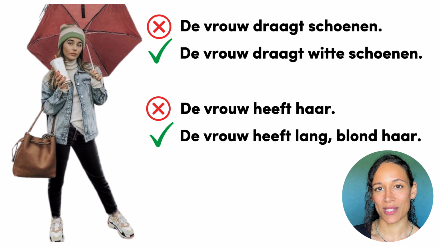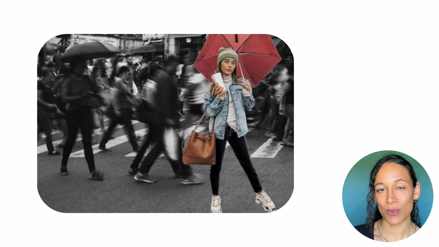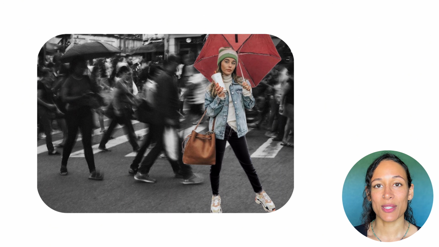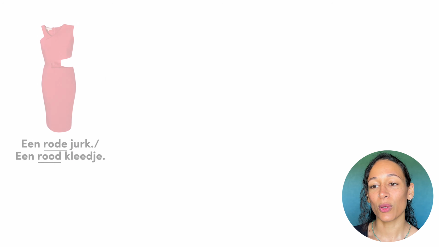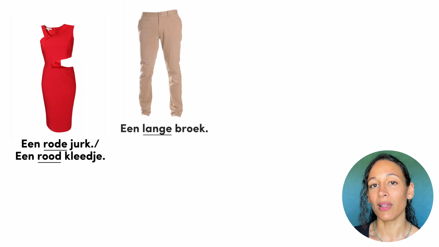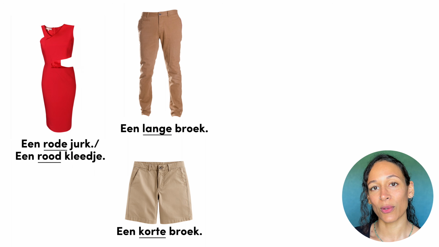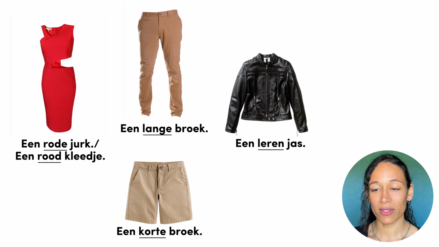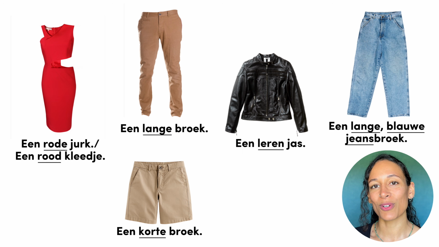So always ask yourself, can the examiner clearly imagine this specific person based on my full description? That's the goal. You need to distinguish this person from others. That's why with clothing you should always add something extra, a color, a material or something else. Bijvoorbeeld, een rode jurk, een lange of korte broek, een leren jas, or even een lange blauwe jeansbroek. Clothing is very general, so it always needs extra information.